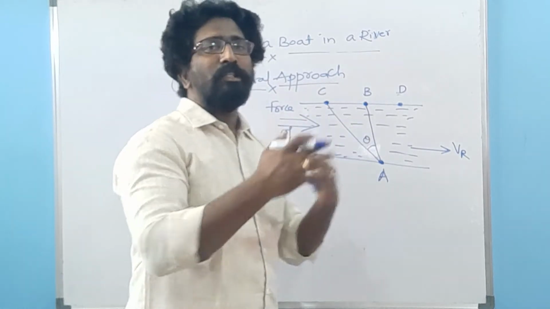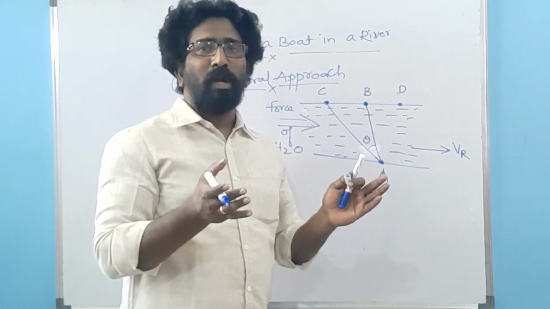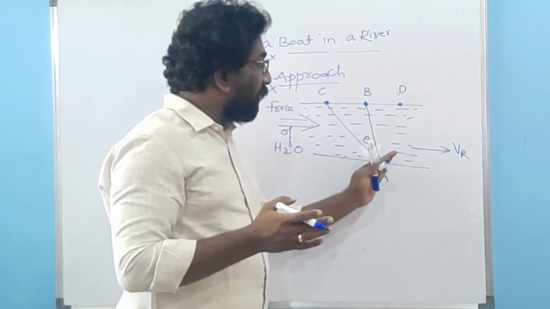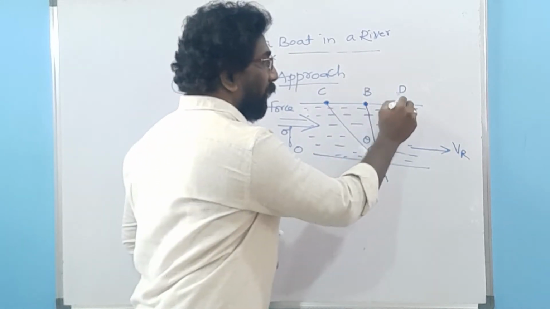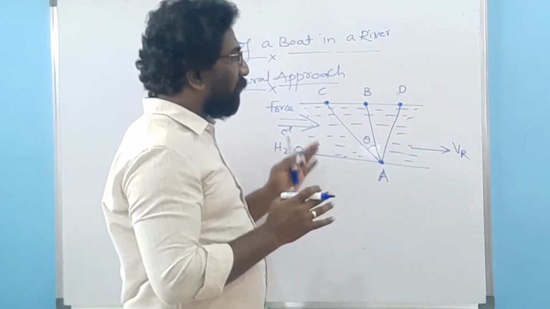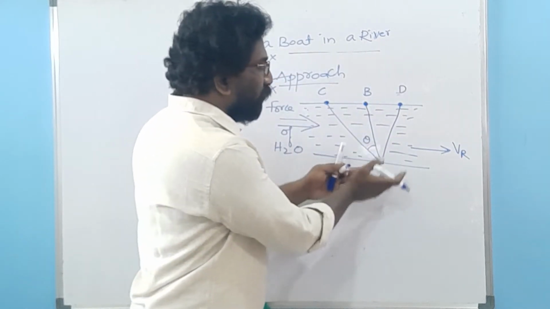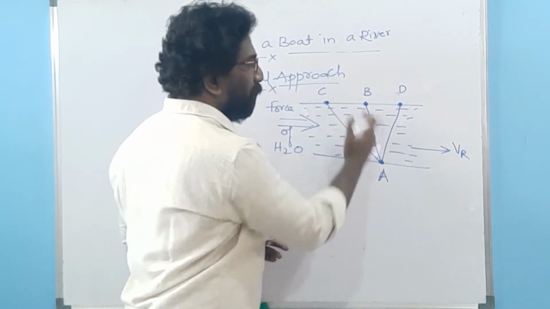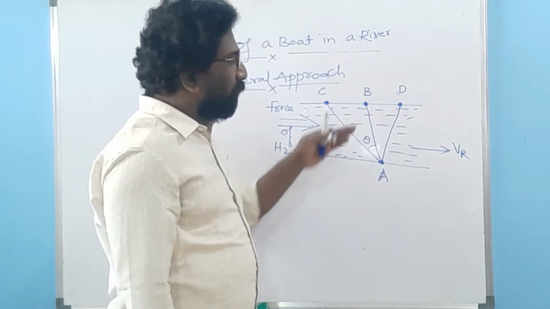And one more condition is there. If the water current is more, if the force of water is more, what happens? The boat might not even reach point B. It might even go over here. It depends upon the force of water current. But as of now, let me assume that I want to reach from point A to point B, which is exactly perpendicular to VR, that is the velocity of water.